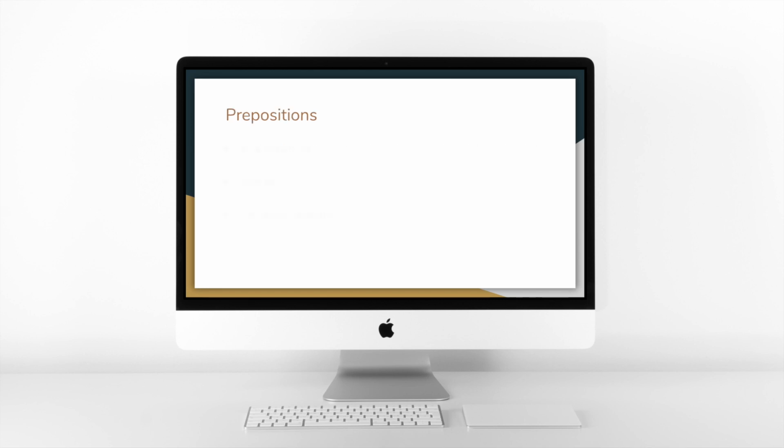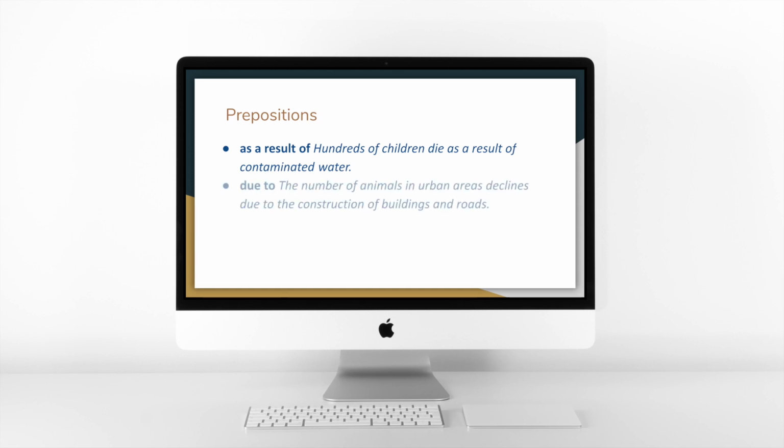Moving on to prepositions now. The three main preposition phrases we're going to look at are as a result of, due to, and for these reasons. Hundreds of children die as a result of contaminated water.